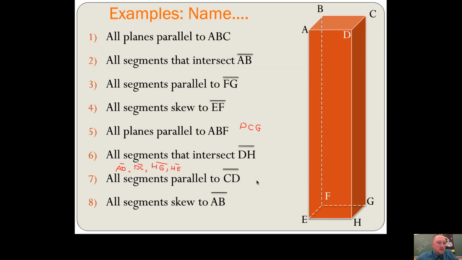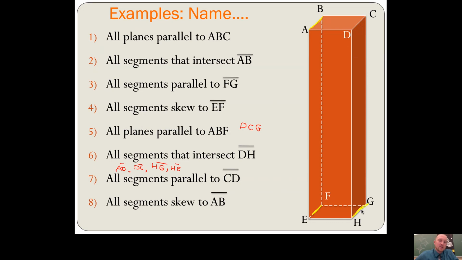Number 7, we want all segments that are parallel to segment CD. So remember, parallel means they don't touch, and they got to be in the same plane. So that guy is on the ceiling with segment CD. Doesn't touch, so it's parallel to it. This one is parallel to that one. So it's parallel to this one as well.